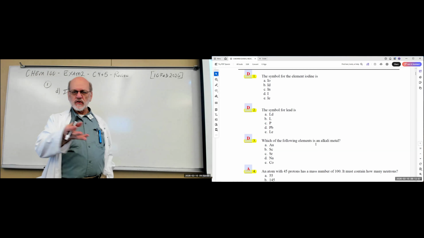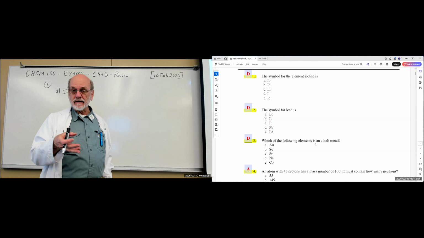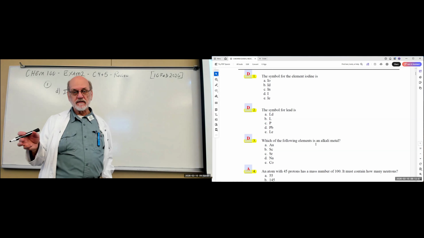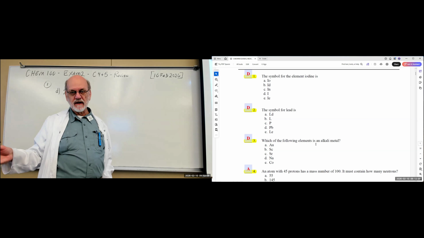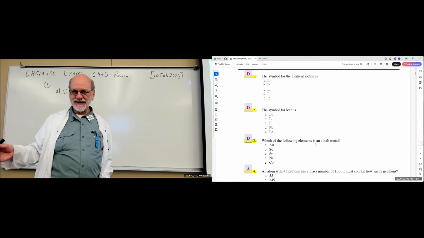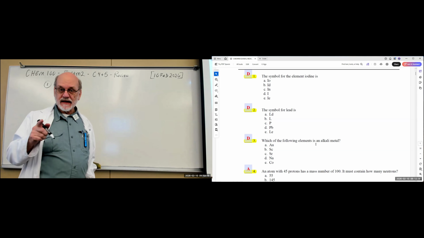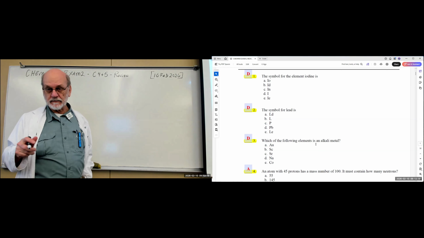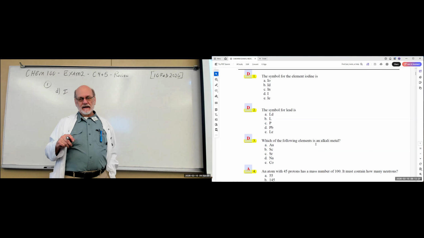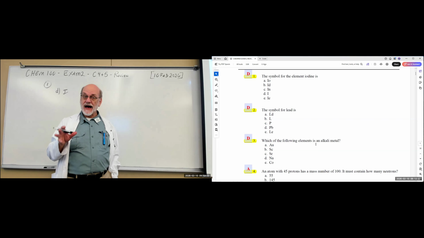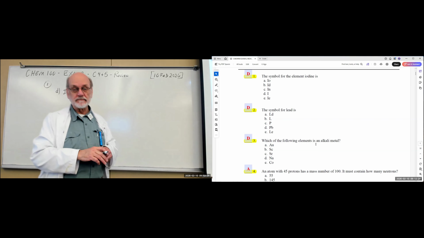Now, do any of those others actually have a meaning? IO, there's no element. ID, there's no element. IE, there's no element. IN, yes, IN is an element. It's called indium. But to answer the question, I is the correct answer for number one.